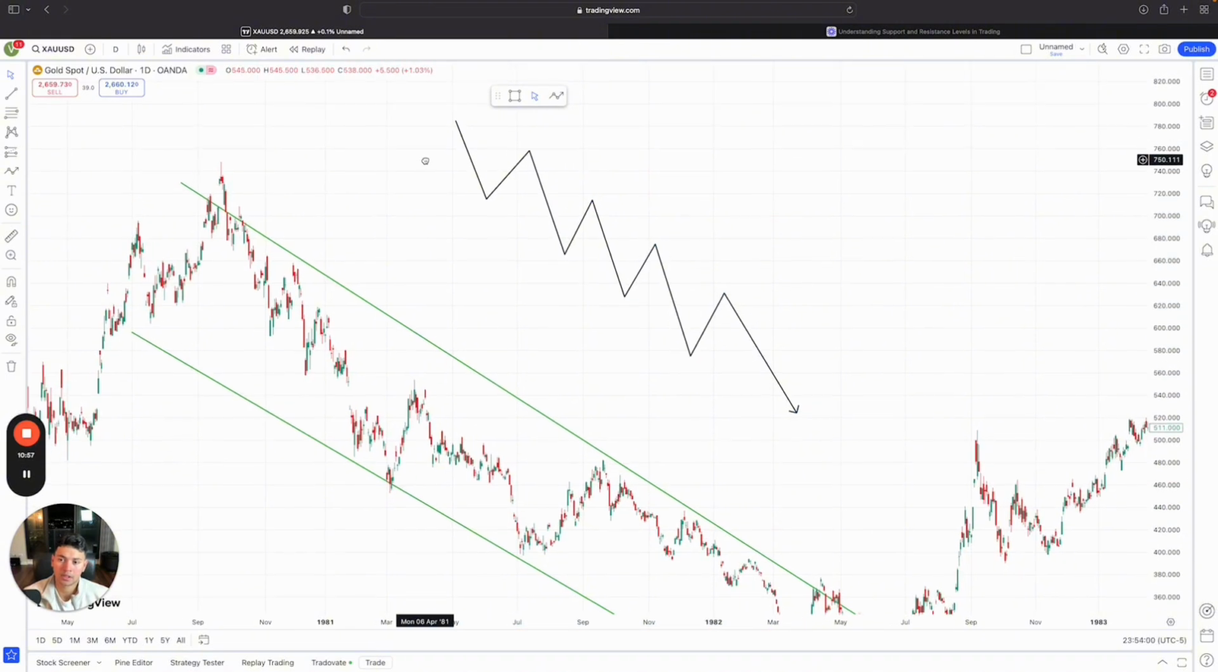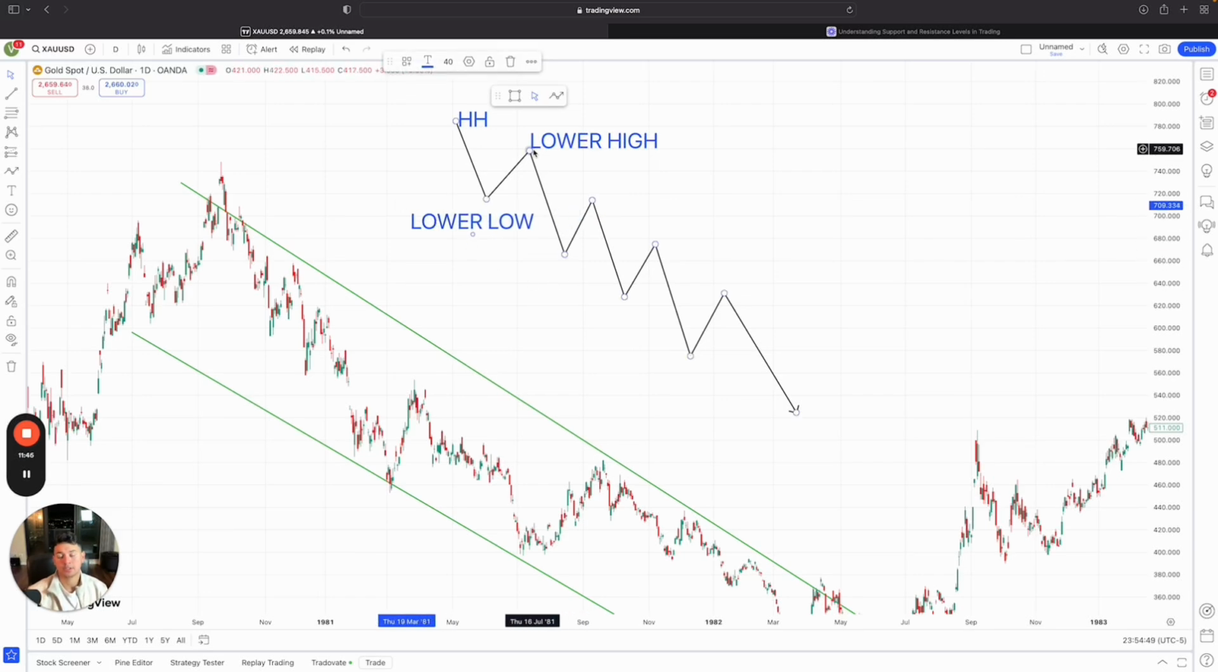Okay, so in the case of a bearish market structure, instead of having higher highs and higher lows, we have lower highs and lower lows, because the market is now going to the downside. So this would be considered a lower low, and this would be considered a lower high, meaning that the high is lower than the previous higher high when the market structure shift happened.